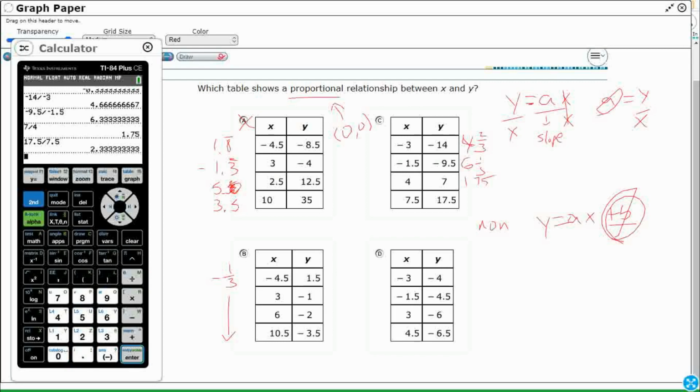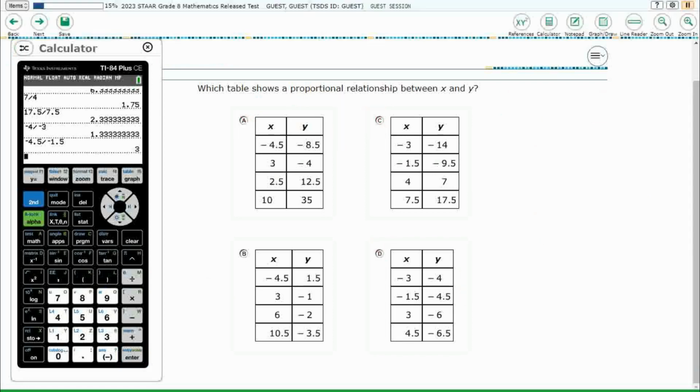Let's check D. Negative 4 divided by negative 3. Okay, so that's 1.3 repeating, or 1 1/3. Negative 4.5 divided by negative 1.5. Nope, totally different. You know what? Let's not even bother with the rest. It's all incorrect. The answer here is going to be B.